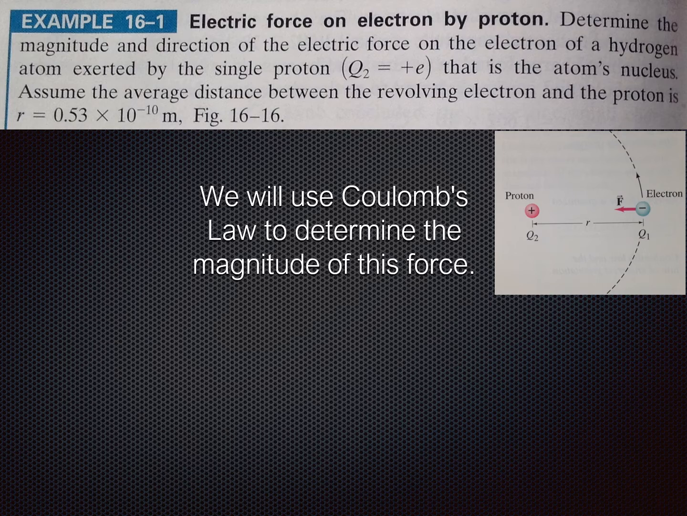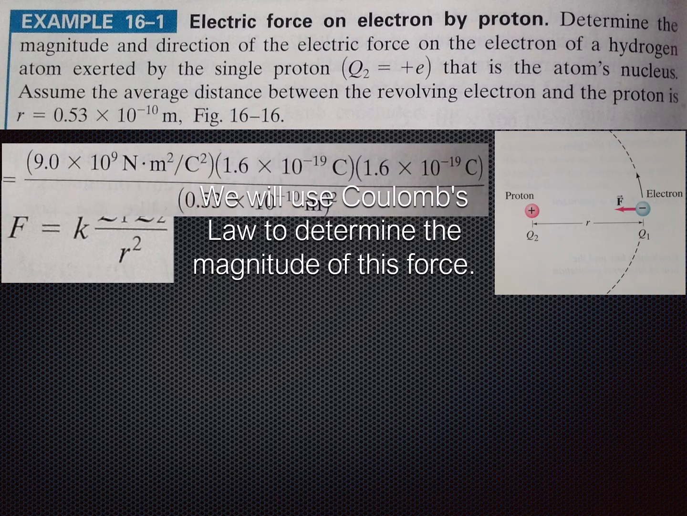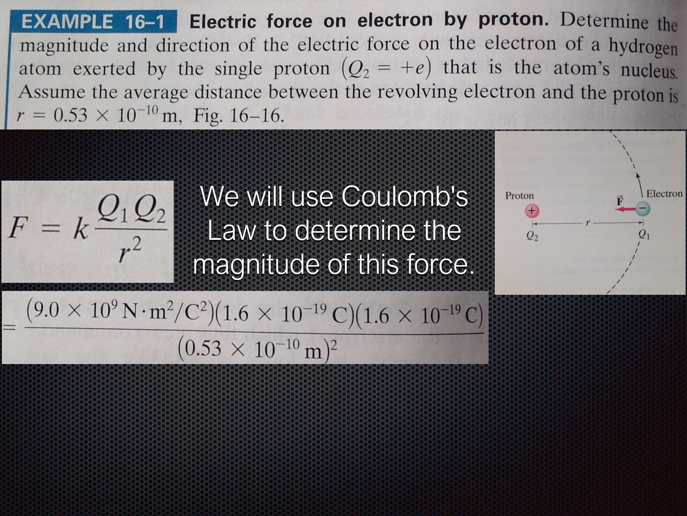We're going to use Coulomb's law to determine the magnitude of this force. We have Coulomb's law right here with Coulomb's constant times the first charge times the second charge divided by their distance squared. Here, this is the value of Coulomb's constant. Remember, that's 9 times 10 to the 9 newton meters squared per coulomb squared. And if you remember the value of e, the elementary charge, the value of e is equal to 1.6 times 10 to the minus 19 coulombs.